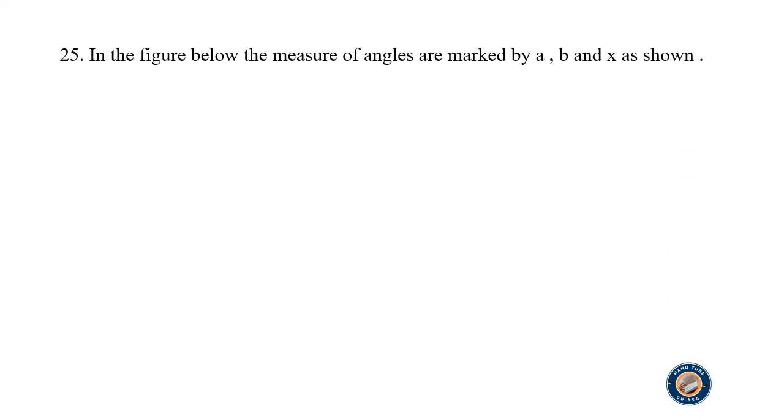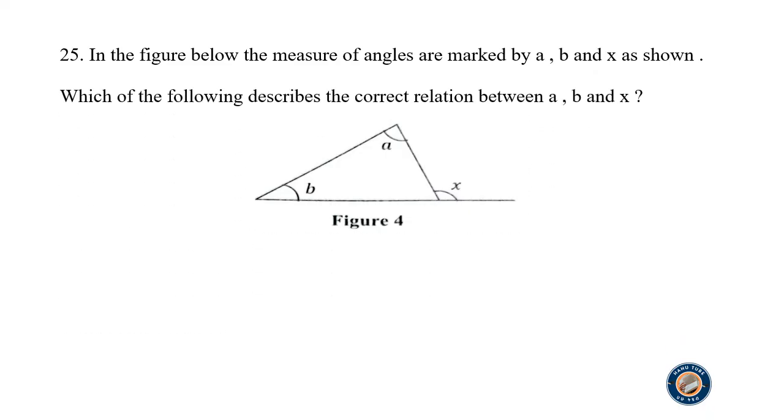Question number 25. In the figure below, the measure of angles are marked by A, B, and X as shown. Which of the following describes the correct relation between A, B, and X? A, X is equal to A plus B. B, B is equal to X plus A. C, A is equal to X plus B. D, 0 is equal to A plus B plus X.